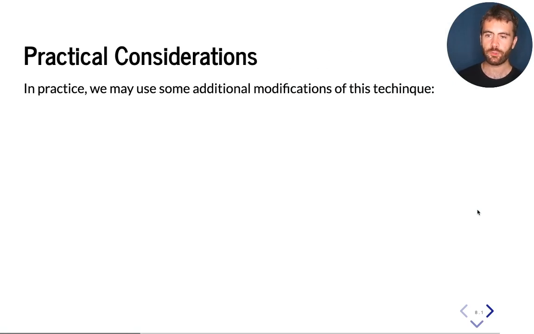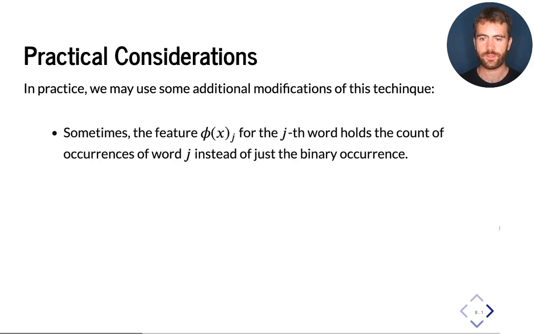Bag of words is a really important idea in machine learning, and whenever we want to do text classification, bag of words is a really standard and common way of representing our text documents. In practice, there are slight modifications to this technique. I gave you the high-level idea, but there are some practical considerations that you should be aware of when applying this technique.